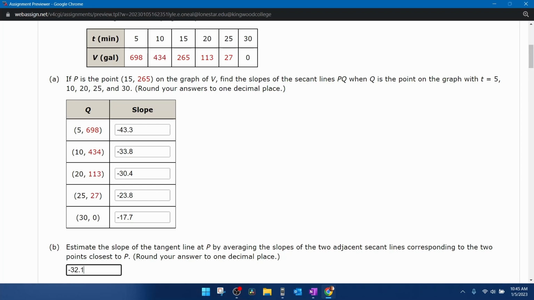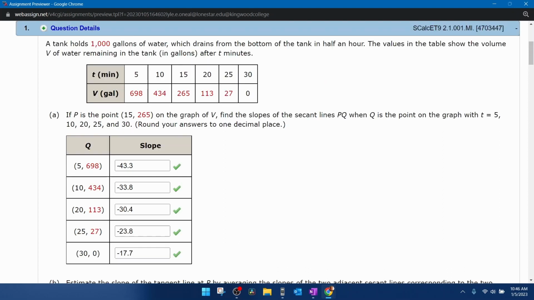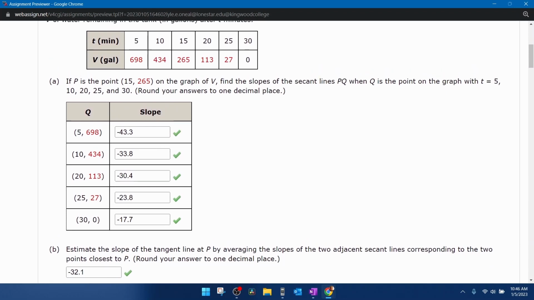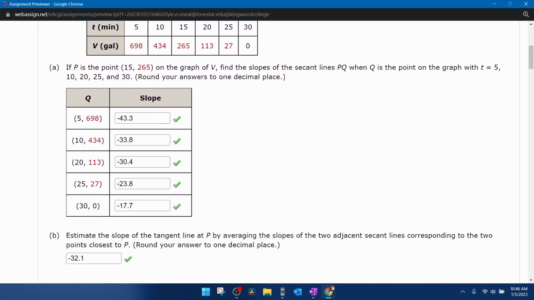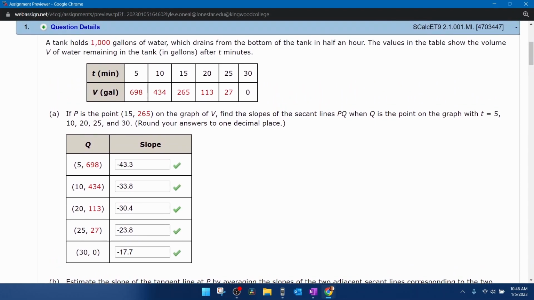Now, if we look at our chart here and use my cursor, if you can see that, those 2 points that we just averaged around the ordered pair 15, 265 were these two. And our answer should fall somewhere in between these two values. If it's the average, it'll be somewhere in the middle. And we see that negative 32.1 is between negative 33.8 and negative 30.4. And so we feel pretty good about that. And if we hit enter to check, we can see that we did get green checks across the board. And so that's going to do it for problem number 1.